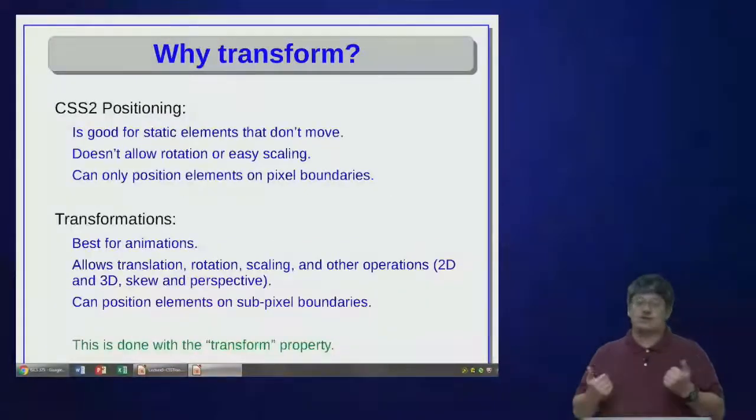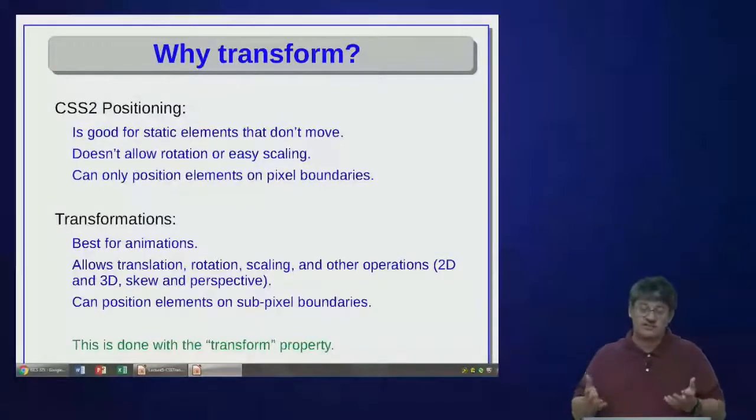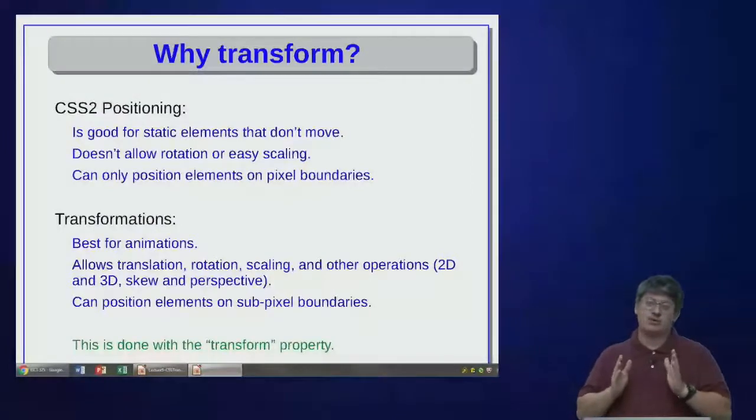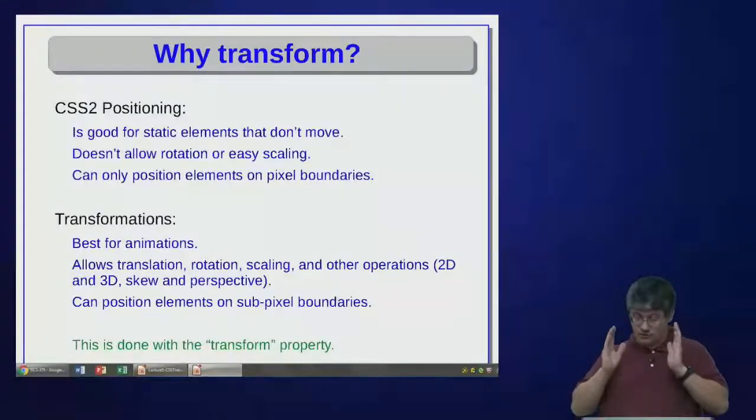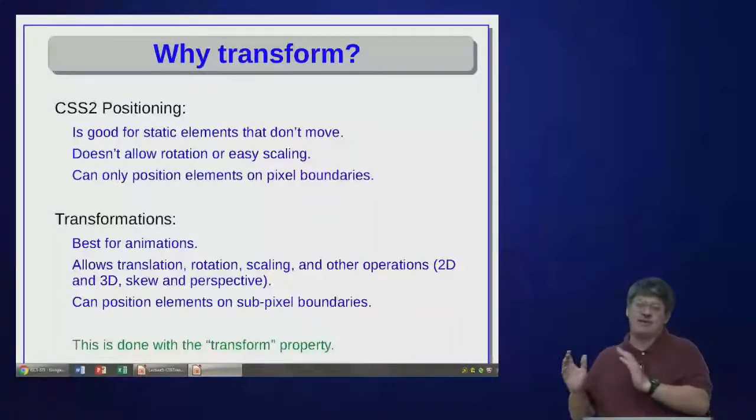So why do we use transform instead of absolute positioning? If we were using absolute or fixed or relative positioning from CSS2, we could do that, but it doesn't allow us to do rotation or scaling. And also, it only allows us to position elements on fixed pixel boundaries. The reason for that is that the positioning rules in CSS use integers. Integer pixel amounts. They're stored as integers. And that's not very good if we want to have smooth animation.